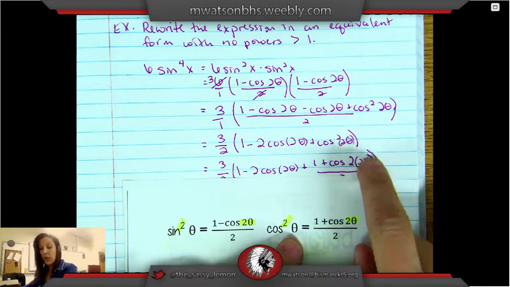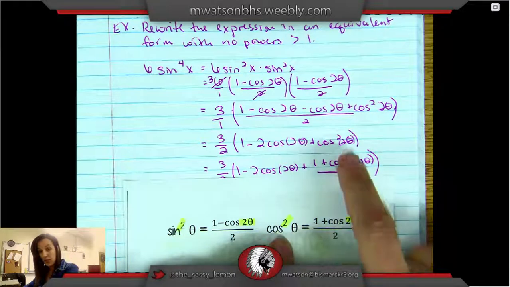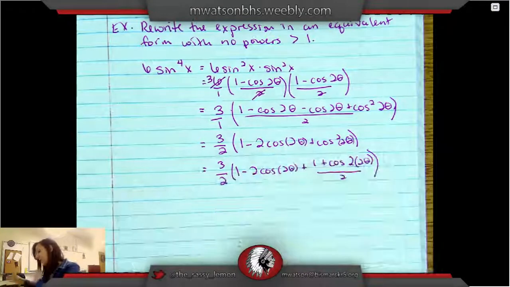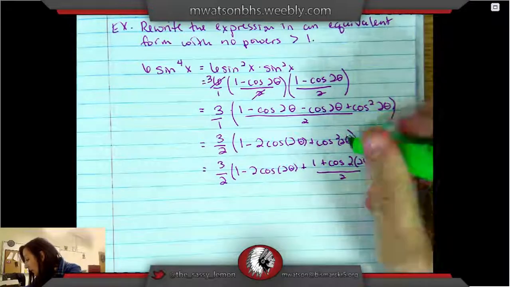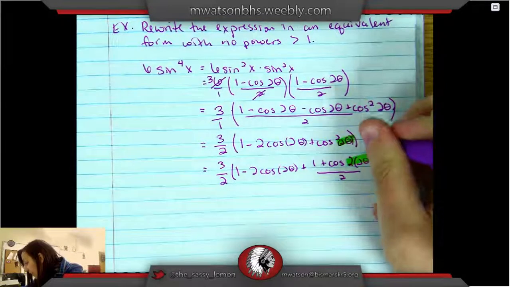So I'm just following this pattern, doubling the angle. So since ours was already doubled, it's going to double again. So I'm going to highlight that just to make note of it, and just write over here that it doubled again.